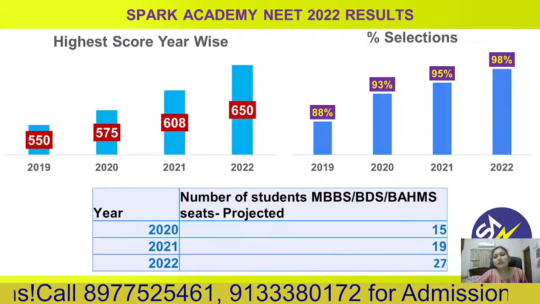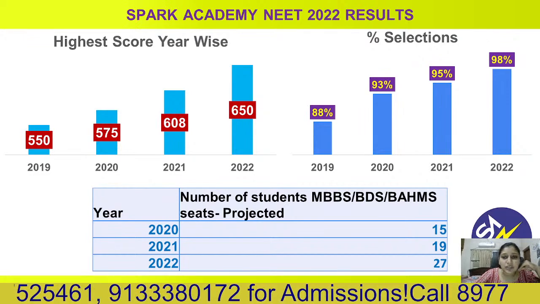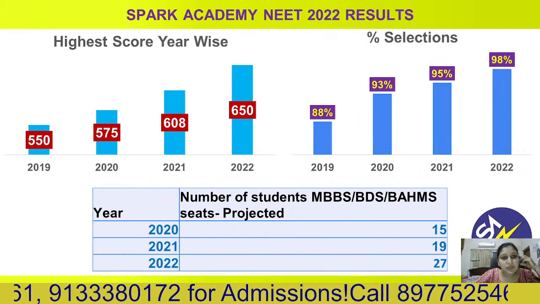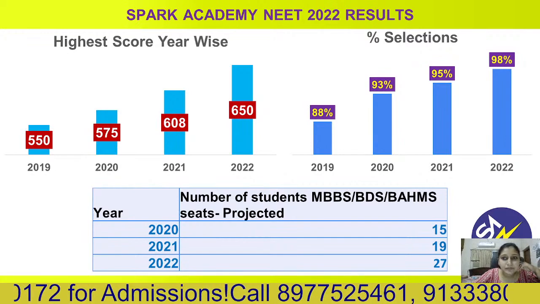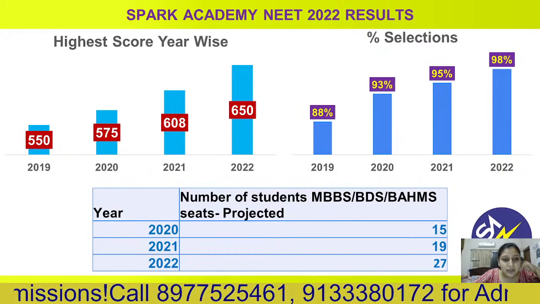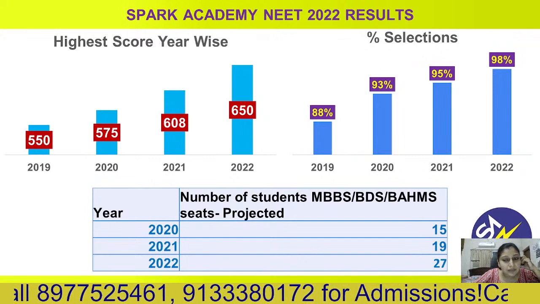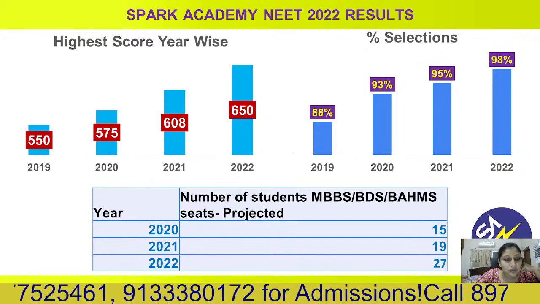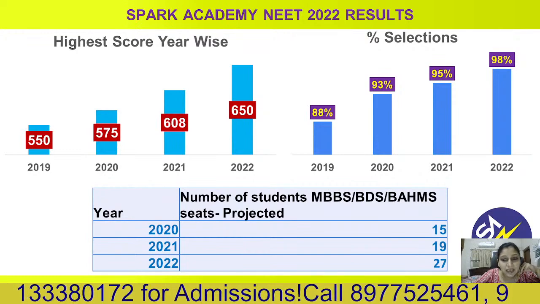Spark Academy 2022 results, highest score year wise, you can check here: 650. For NEET selections, how many students got selected? In 2020, 15; in 2021, 19; in 2022, 27. They were selected in MBBS, BDS, BAMS, BHMS.